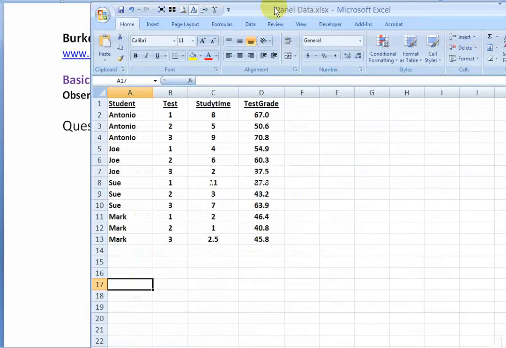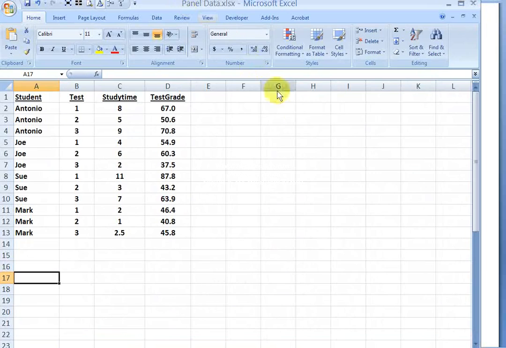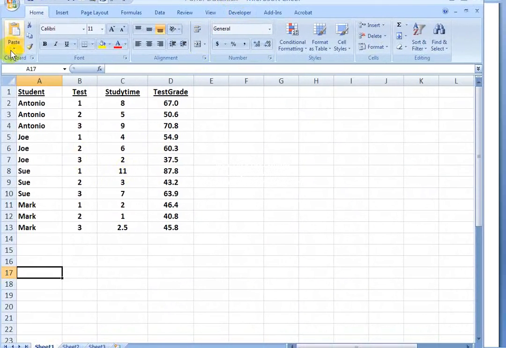Let me show you this basic data set that I just made up here in Excel. Suppose we have 4 students, Antonio, Joe, Sue, and Mark. They all took the same class, and we gave them 3 tests each in the course, 1, 2, and 3. And so for each student, we observed them 3 different times. And suppose on each test we asked them, give me an honest estimate about how many hours you studied for this test. So Antonio studied 8 hours on the first test, 5 hours on the second test, and 9 hours on the third test. And here are the test grades.